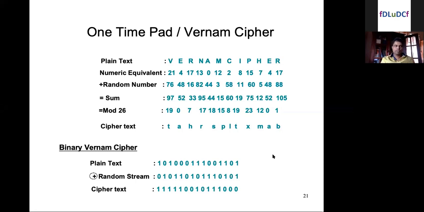XOR operation, when you do XOR, 1 1 is 0, 1 0 is 1, 0 1 is 1, 0 0 is 0, right? So that's the binary Vernam cipher algorithm. XOR is the algorithm. So for example, this is our plain text to be encrypted. This is the random string key which we use. Then we do the encryption, that is a simple XOR operation.